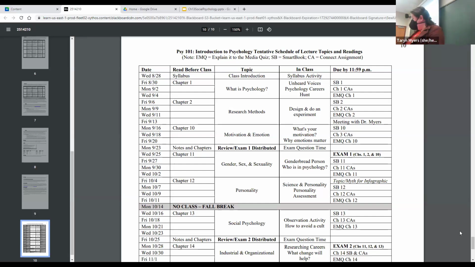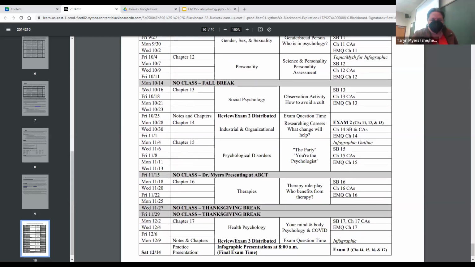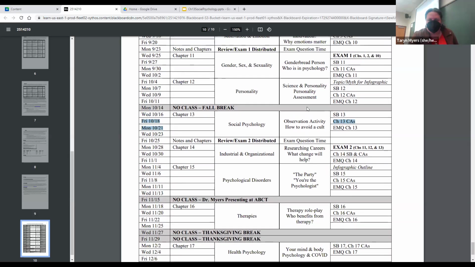Alrighty, so I wanted to take just a couple minutes today to remind you where we're at on the syllabus, since we're really at halfway throughout the semester. And then we will keep talking about social psych. So, we are here. Reminder to be keeping up with your Connect assignments. Reminder to be keeping up with those explain it to the media quizzes, especially since those will help you on the exam. The next exam will be distributed a week from today in class. So make sure that you plan to be here in person a week from today to pick that up.